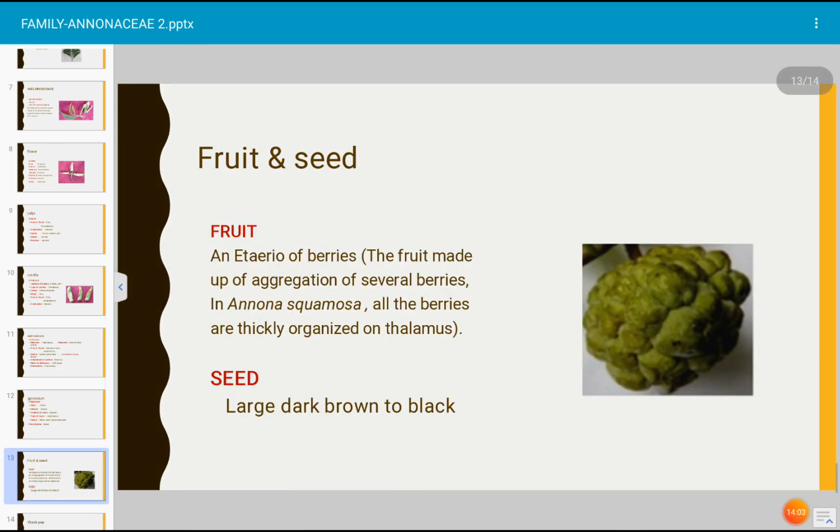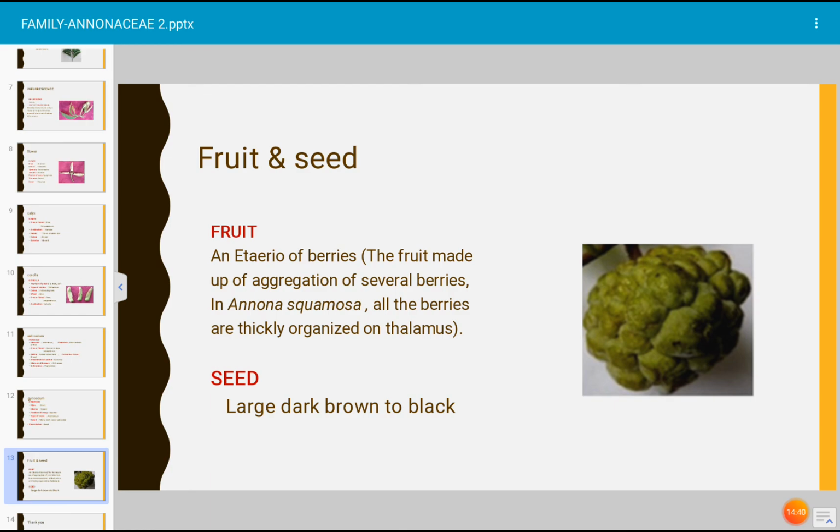Next. This is the fruit of Annona squamosa. It is a very common fruit. It is an edible fruit. Everybody has seen that fruit. And the fruit, in taxonomic language, is described as an etario of berries. That means the fruit is made up of aggregation of several berries in Annona squamosa. All the berries are thickly organized on the thalamus.